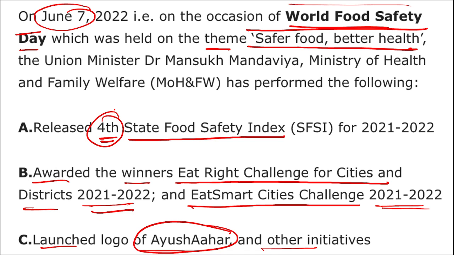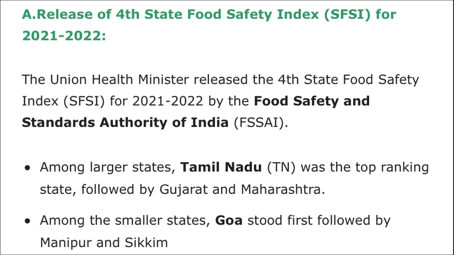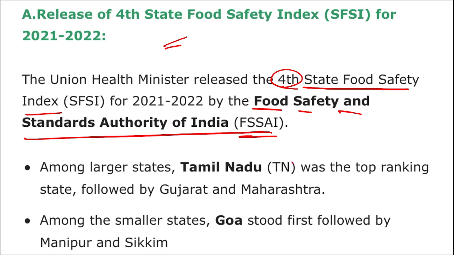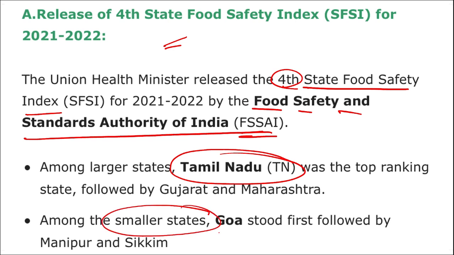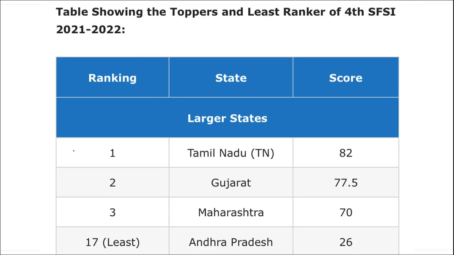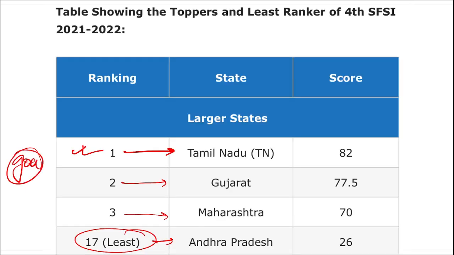Alright, so the fourth edition of the State Food Safety Index for 21-22 was released. What is this report? Remember, this fourth edition was released by FSSAI, that is Food Safety and Standards Authority of India. Among the largest states, it was Tamil Nadu that has secured the top position, and among the smaller states, it is Goa that has secured the top position. Here you can see for the largest states it is Tamil Nadu, second Gujarat, third Maharashtra, and on the last it is Andhra Pradesh. Alright, and for the small state it was Goa that secured the top position.